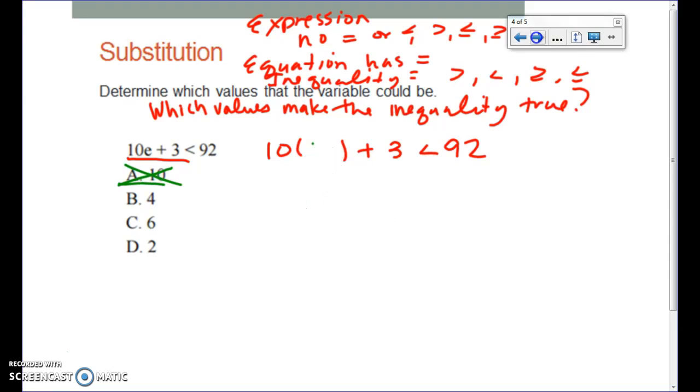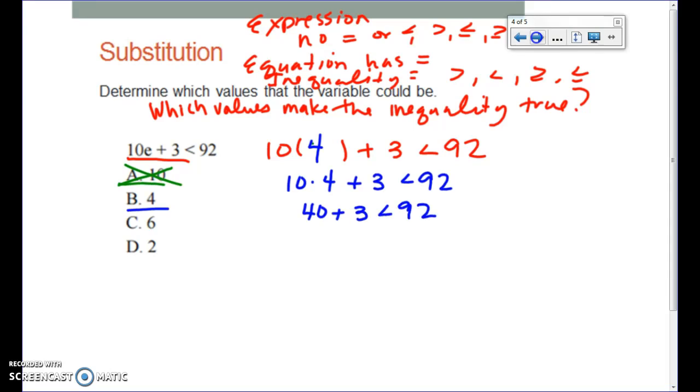Okay, and the blue for B. B is 4. So instead of E being 10, we're going to try 4. And again, I'm going to follow order of operations. I don't see any operations in there. I'm going to rewrite everything else exactly the same.